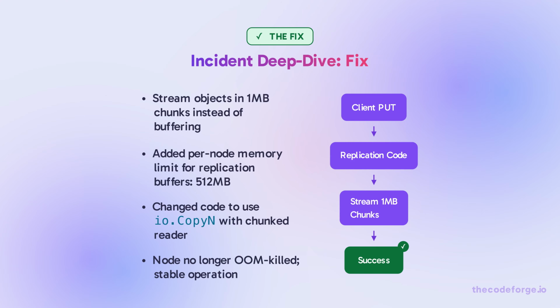The fix was to stream objects in 1 MB chunks instead of loading them entirely. We also added a per-node memory limit of 512 MB for replication buffers. This prevented any single replication from consuming all memory.